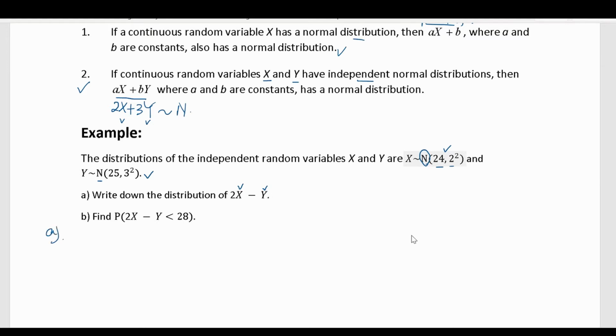For part A, write down the distribution of 2X minus Y. Since it is a normal distribution, we need to find the mean and variance of 2X minus Y. In my previous lessons, I discussed how to find them. The mean is going to be 2E(X) minus E(Y). E(X) is the mean of X, which is 24. E(Y) is given as 25. Doing the calculation, we find 23.